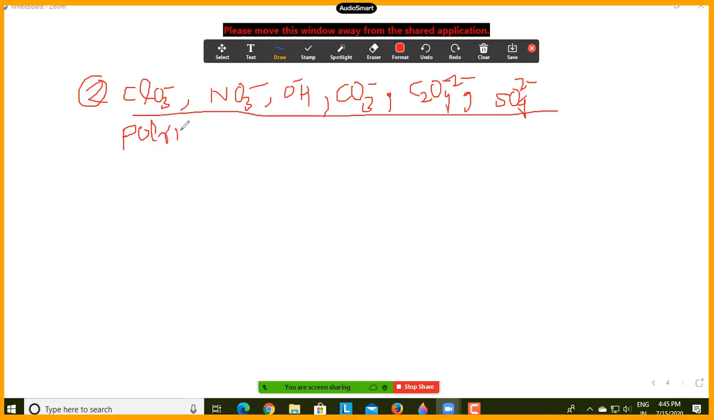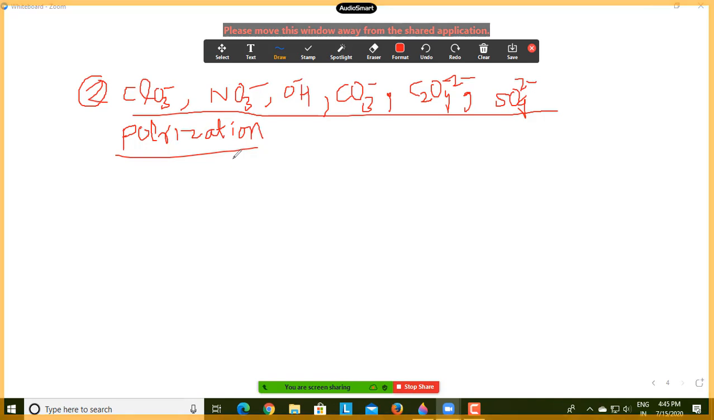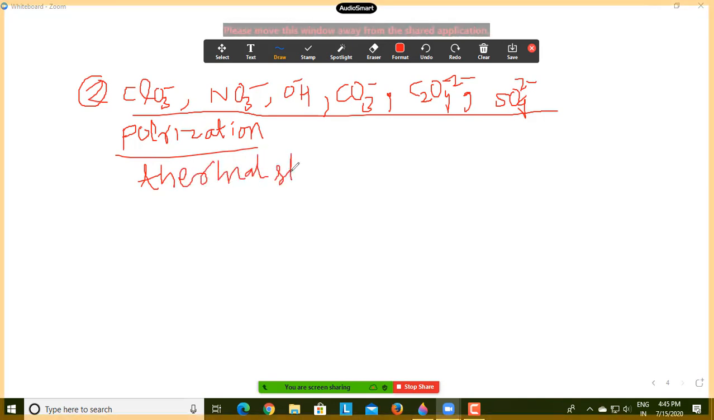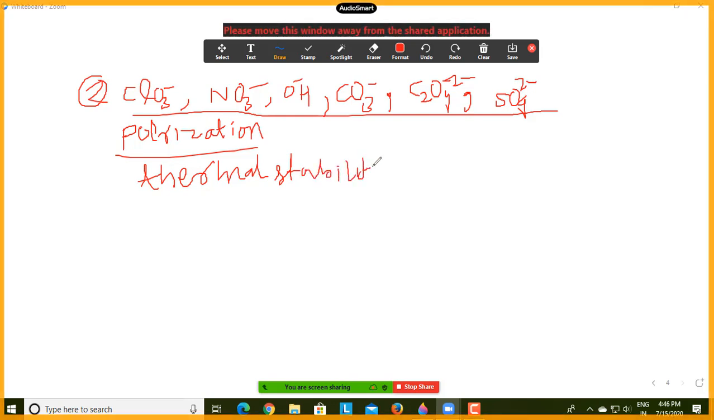So if polarization is strong, then what can you say? The order of thermal stability is based on the polarization. More the polarization, less thermal stability. So what can you say? Thermal stability is inversely proportional to polarization or covalent character.